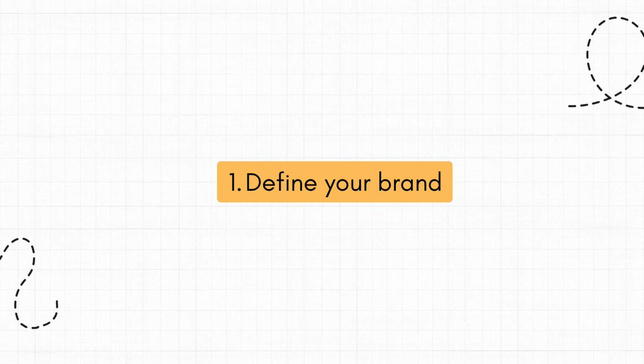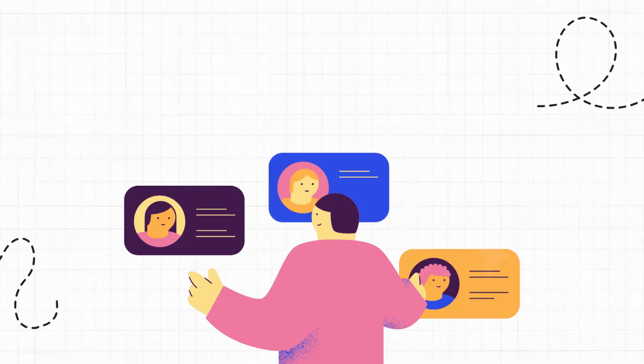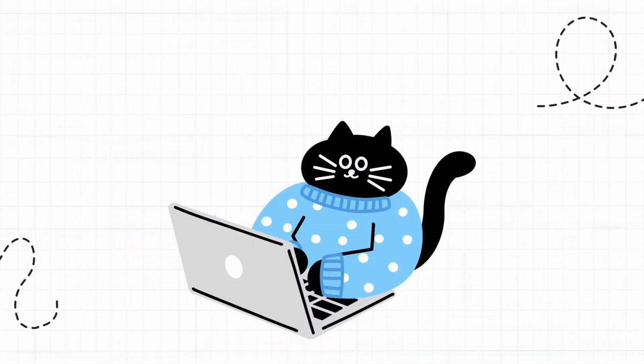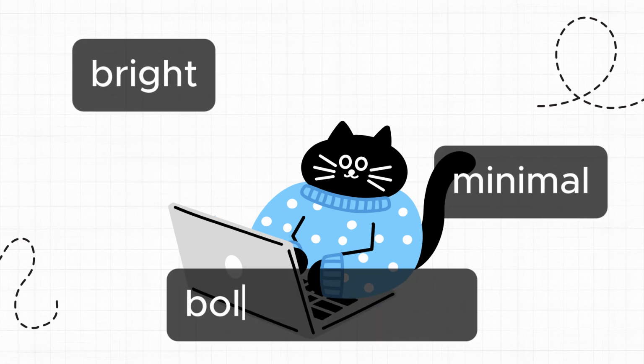Start by clarifying your personal brand. Ask yourself, what niche do I represent? What type of brands do I want to collaborate with? Write down 3 to 5 keywords that describe your style and personality. For example, bright, minimal, or bold storyteller, because these will guide your design choices later on.